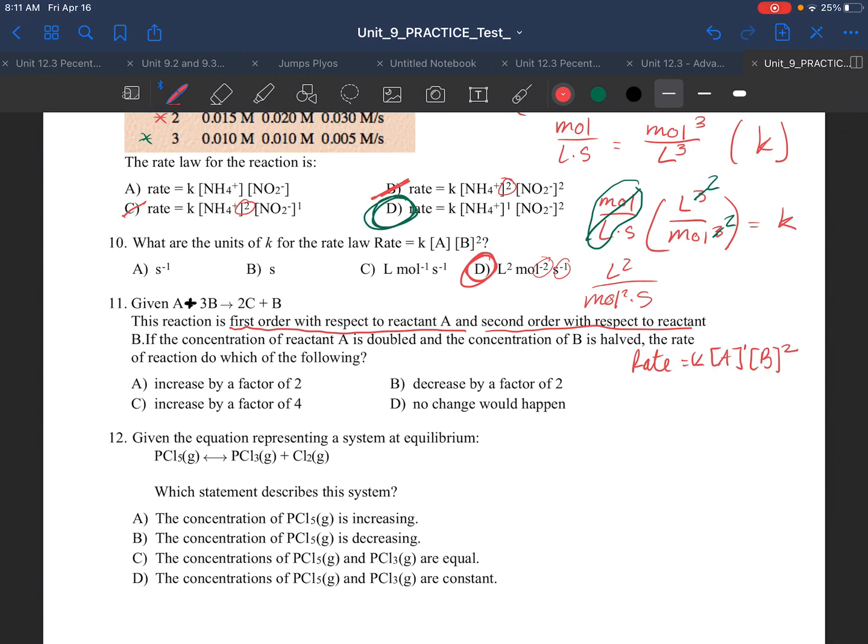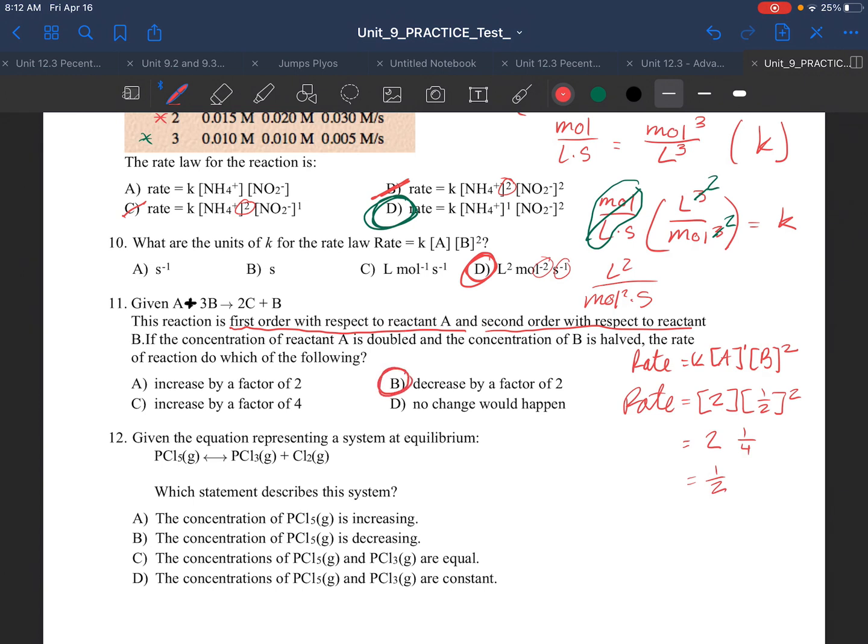Now, it's saying what will happen if reactant A is doubled and the concentration of B is halved. So the rate constant K, it's a constant, so we don't really have to consider that so much, but we want to see what happens if we double A and halve B. So what will happen to our rate? I'm just going to ignore K for now. Like I said, it's a constant. And I'm literally just going to put in a 2 for A and a half for B. If we simplify that, we get 2 times 1/4. Well, 2 times a fourth is 2 over 4 or 1/2. So the rate will be halved or decreased by a factor of 2.